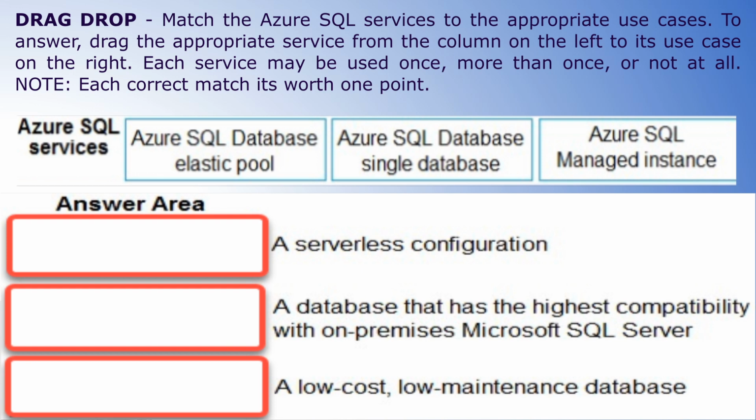Answer: in the first use case, serverless is a compute tier for single databases in Azure SQL Database that automatically scales compute based on workload demand and bills for the amount of compute used per second. The serverless compute tier also automatically pauses databases during inactive periods when only storage is billed, and automatically resumes databases when activity returns. So the appropriate service will be the Azure SQL Database single database.